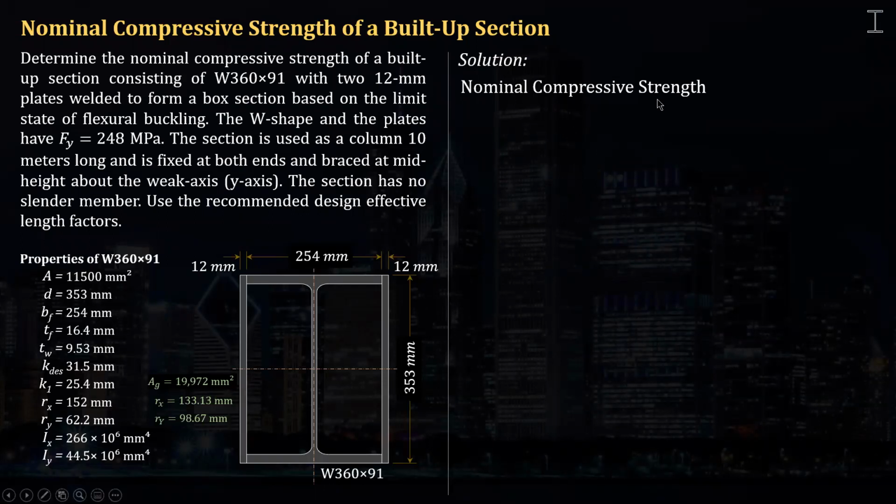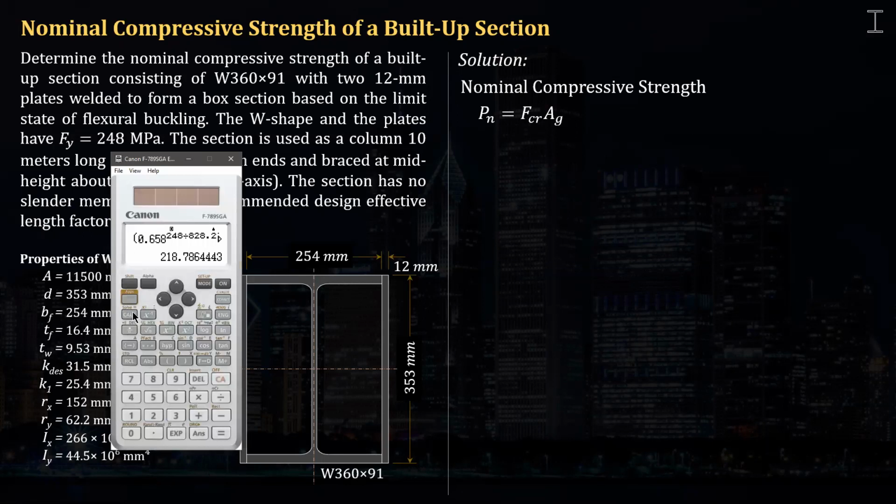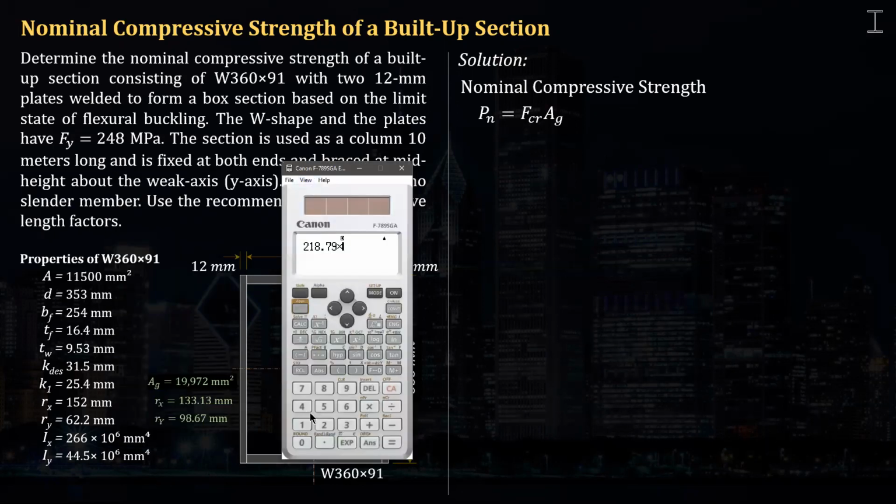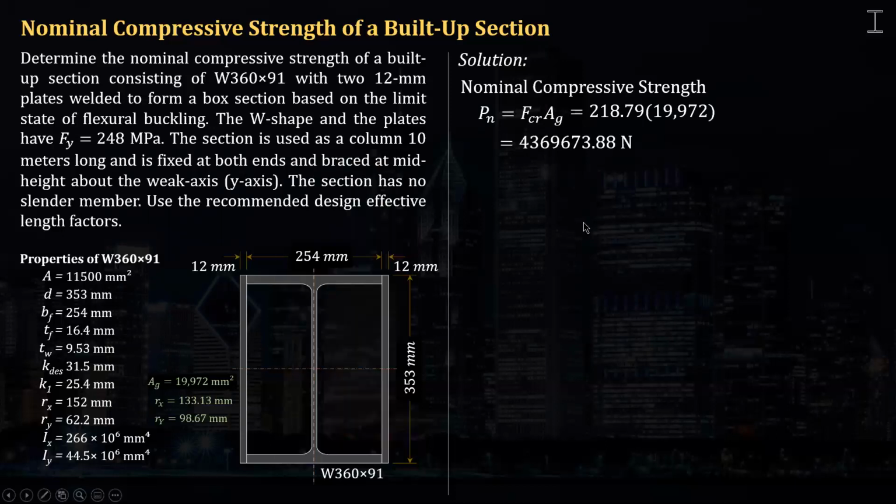So the nominal compressive strength is of course just the product of FCR and the gross area. That should be the total area of this built-up section. And that is equal to this FCR, 218.79, times the area. The gross area is equal to 19,972. And that is equal to 4,369,673.88 in newtons. But in kilonewton, that is 4,369.67 kilonewton. So this is the answer for this question.